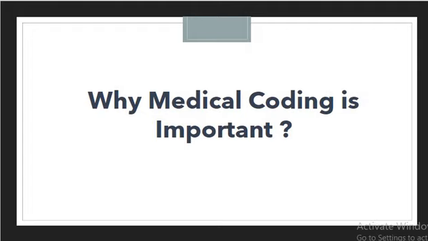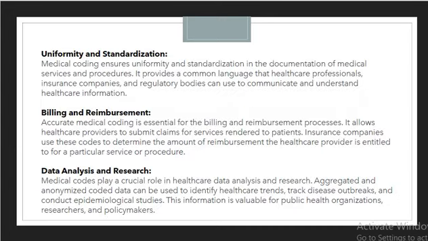In order to answer this question, I have noted down a couple of points here. We will discuss each and every one in detail. Okay, so let's see one by one. These are some importance, or you can say these are some reasons for which we are implementing medical coding in our healthcare industries. So let's start with the first point, which is uniformity and standardization. What does it mean? You can read this line first and then I will explain with some examples.